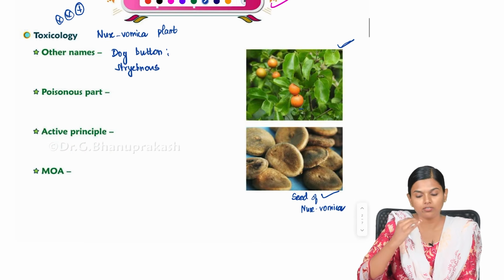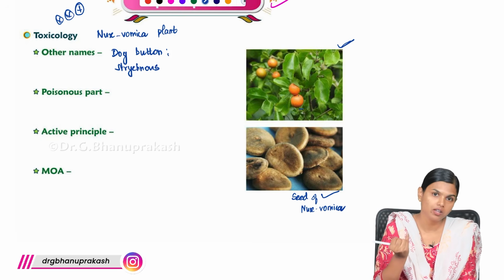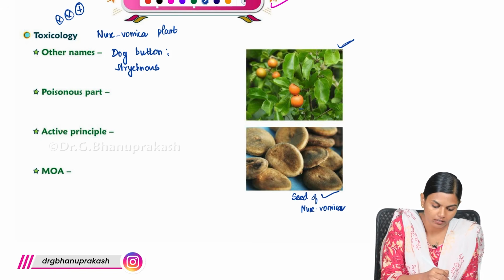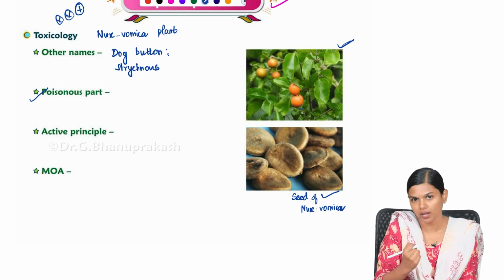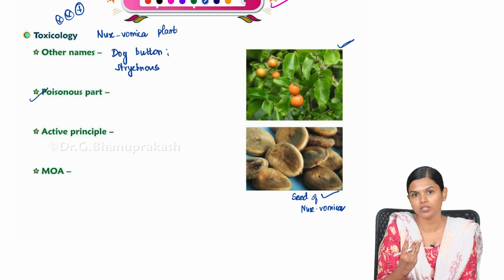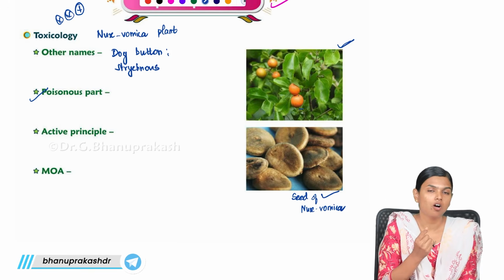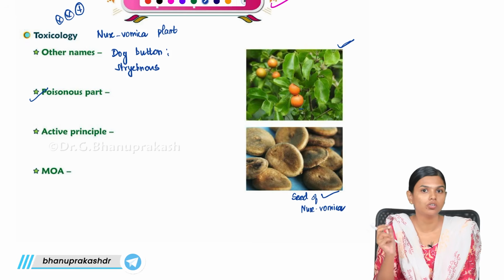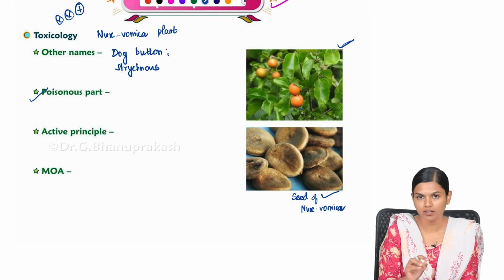And if it is a plant, what we have to know is the other names, and we also have to know the part that is causing the poison. Sometimes there will be a poisonous plant which has only the fruit as poison. If you consume the flower or the seed or the leaves, you will not get poisoned, but if you consume that fruit, you will be poisoned. So you have to know what is the dangerous part in that plant.